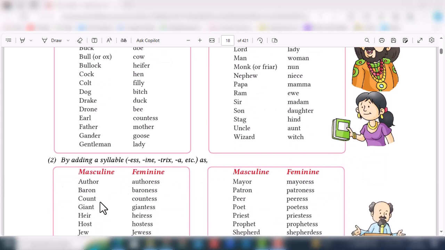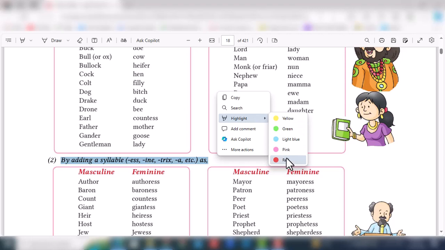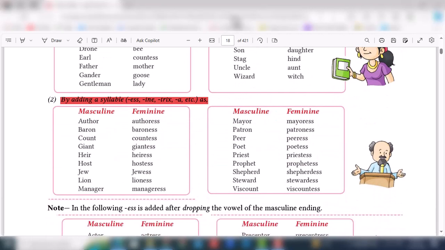Now we come to the point of adding a syllable. By using these syllables, we can make the masculine into feminine: like host, hostess, lion, lioness, manager, manageress, actor, actress. These are some masculines. By using E-S-S, we can make all these things feminine. And in that table, like poet, priest, prophet, shepherd. These are some changes from masculine to feminine.